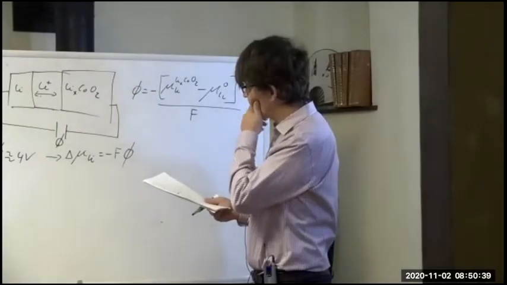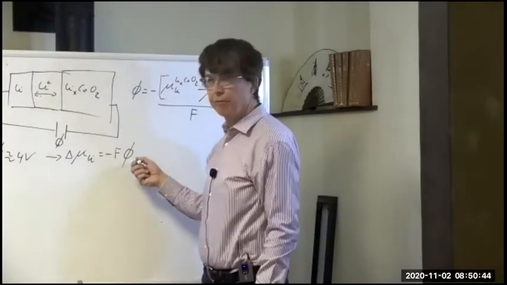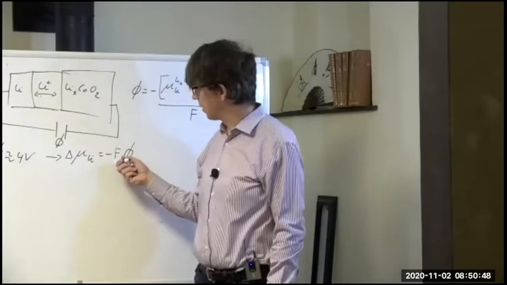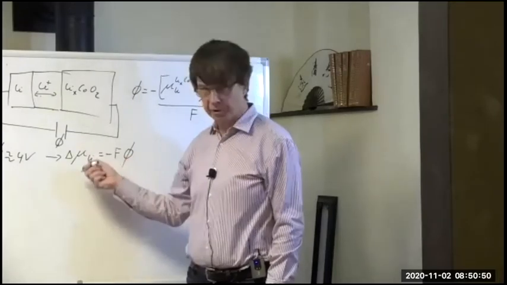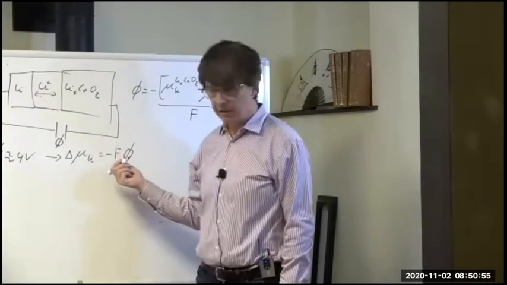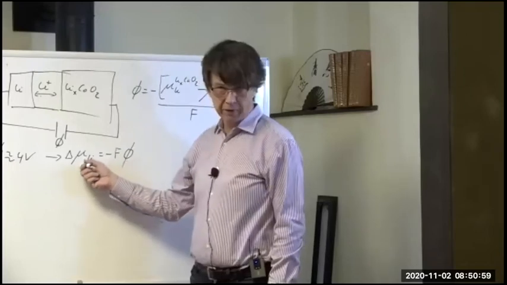I could just give you this number. It's pretty easy, right? If this is 4 volt, this is roughly 100 kilojoules per volt, it's 96,800. So this would be about 400 kilojoules. You can also do this in electron volt, and then the Faraday constant is 1. So if this is 4 volt, then this is 4 electron volt.